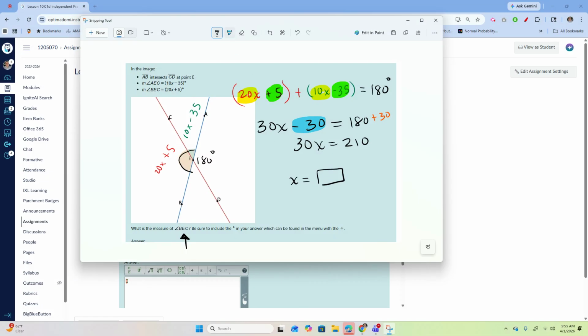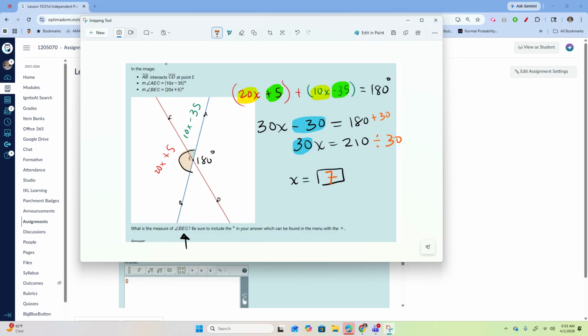And then the next step, the second step to find the value of x, I'm going to take this 30 that is multiplying, and the opposite of multiplying is dividing. So I'm going to take the 210 and divide it by 30. And when you do that, your x value is 7.